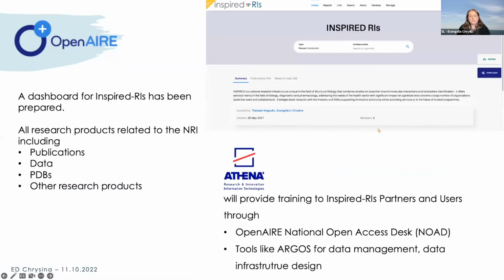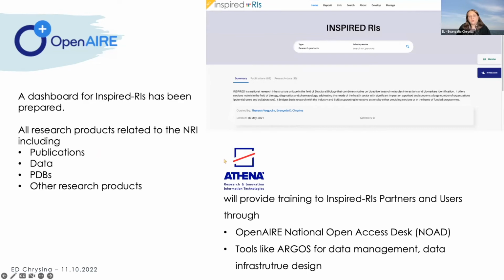Just to show you an example, OpenAIRE has already taken care of preparing a dashboard for our national research infrastructure. It's still in its infancy, but we expect to enrich it with our material. For the moment, what is offered is different products related to publications, data, protein structures deposited with the Protein Data Bank, and other research products.